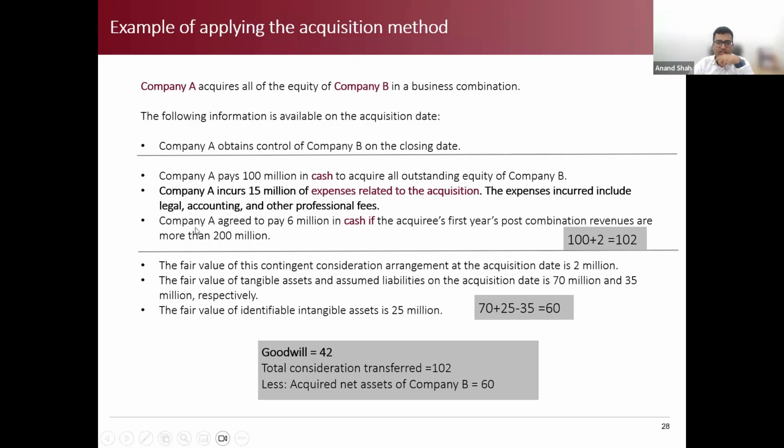Right, it's 42 million. So 100 million of cash. 15 million is acquisition related expenses, which do not form a part of your PC. 6 million was supposed to be paid if post combination revenues are more than 200 million, and the fair value of that was said to be 2 million. So 100 plus 2 becomes the purchase consideration. And assets were 70. Identifiable intangible assets were 25, and 35 were the liability. So that's 60. So 102 minus 60 is 42. Great.